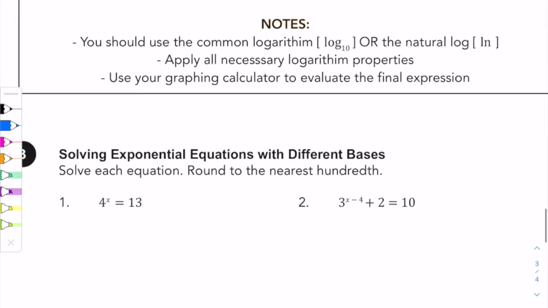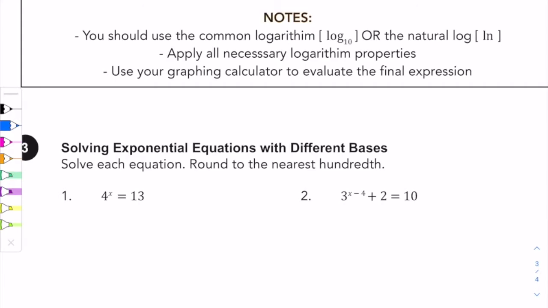If we look at an example, we have 4 to the power of x is equal to 13. We can't do anything with that with what we know up to this point. So you're going to use log base 10, which is the common log. What I'm going to do is write that in front. I'm going to write log of 4 to the power of x is equal to log of 13.